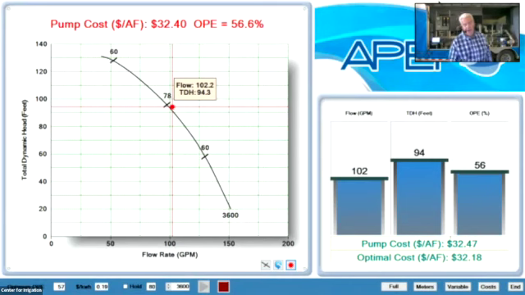And what we did here is we set this pump in a few years ago in a deep well, and we're lifting the water 95 feet to the surface, and we're getting 103 gallons a minute at an efficiency of 57. For a little submersible like this, that would be excellent. And it's costing us about $32 an acre foot off peak.